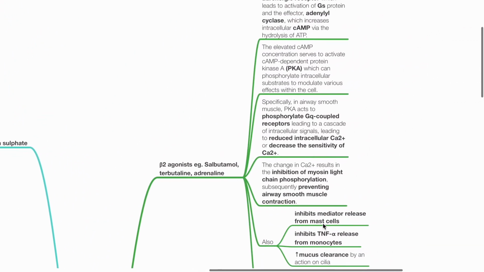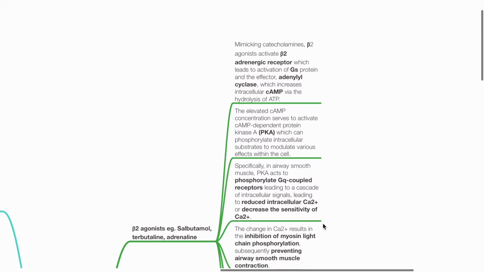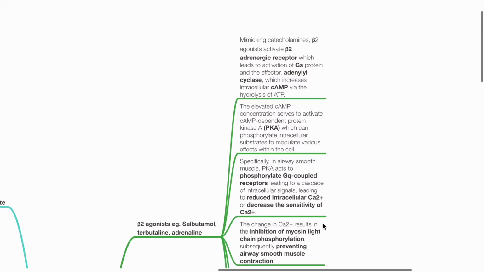Beta-2 agonists. Examples include salbutamol, terbutaline, and adrenaline. By mimicking catecholamines, beta-2 agonists activate the beta-2 adrenergic receptor, which leads to activation of Gs protein and the effector adenylyl cyclase, which increases intracellular cAMP via hydrolysis of ATP.